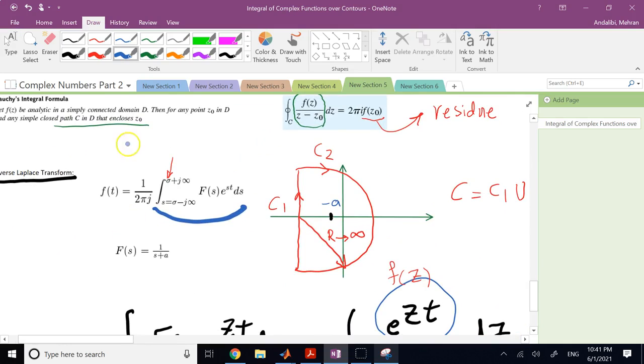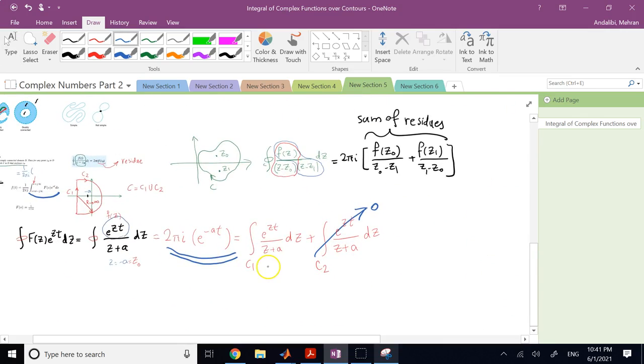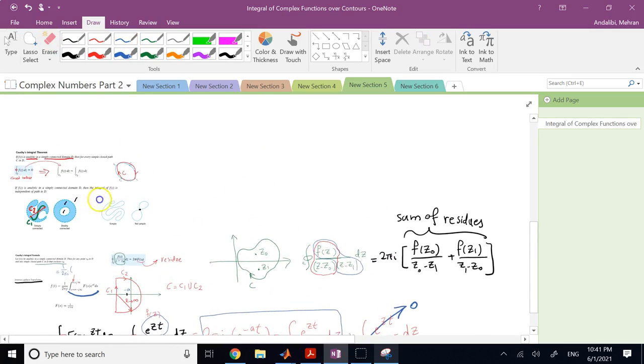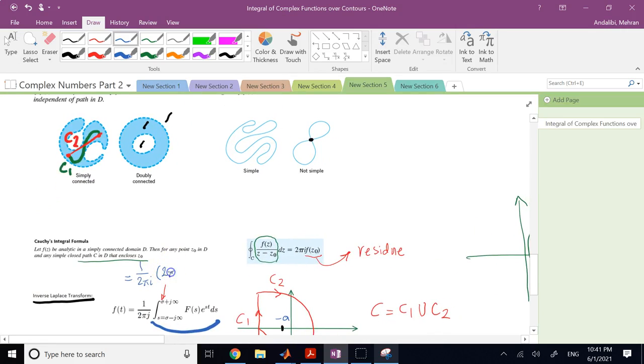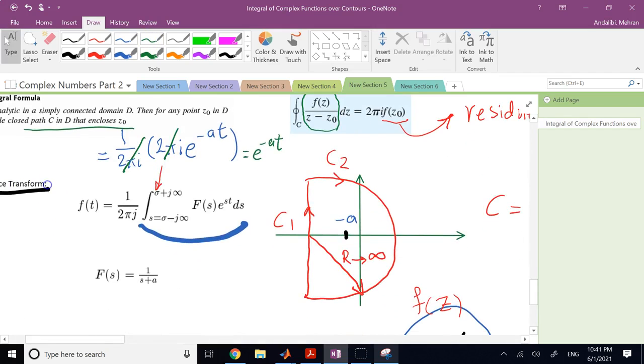Therefore, f of t is going to be what? It is going to be 1 over 2 pi I, and this portion of the integral, which is this integral over C1, we just calculated here. As you can see, it is 2 pi I e to the negative at. And guess what? The 2 pi i's would cancel out. And you will get e to the negative at, which is the inverse Laplace of this guy.